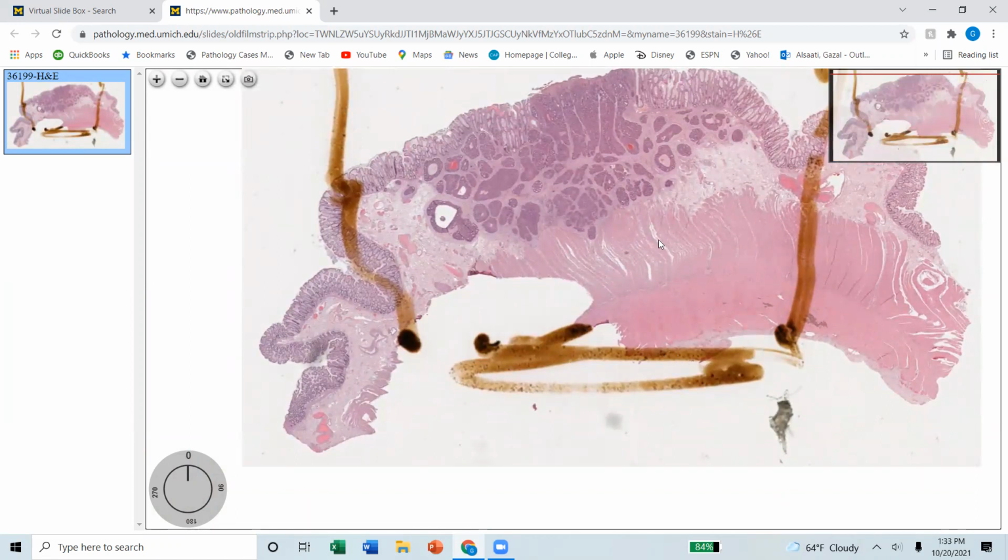This is not a biopsy, this is a resection specimen. So for the resection specimen, we definitely need the serosa to see whether or not it's involved. We need to see the distal and the proximal margins to get a complete report.